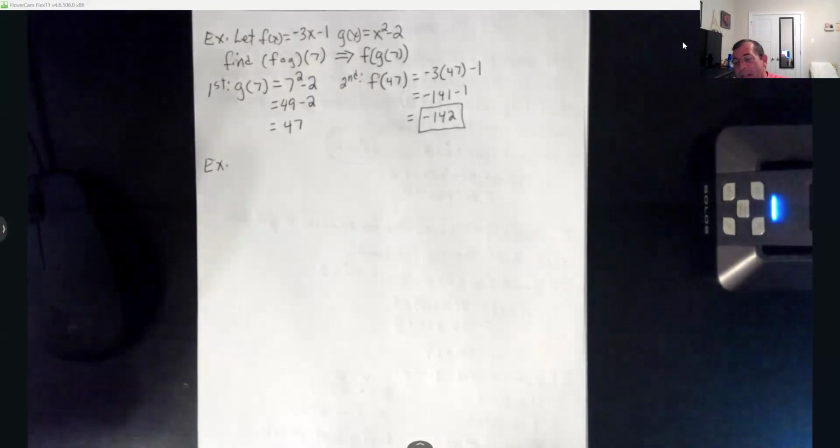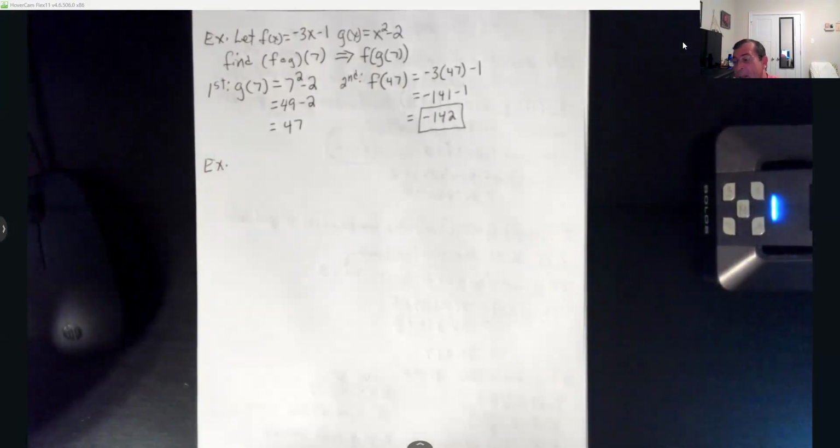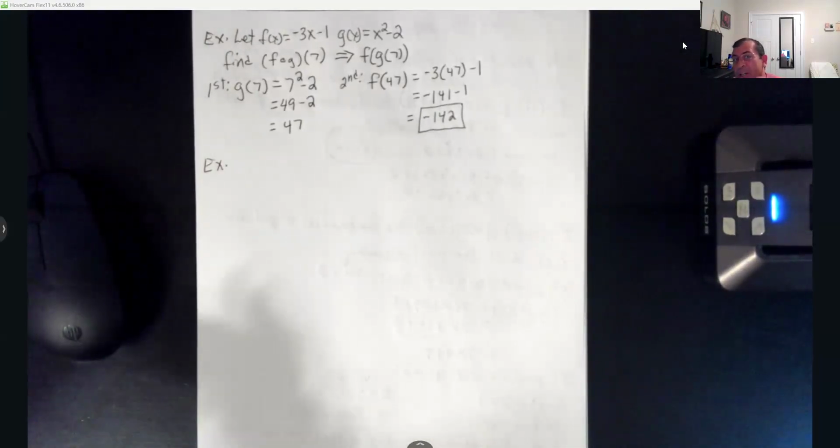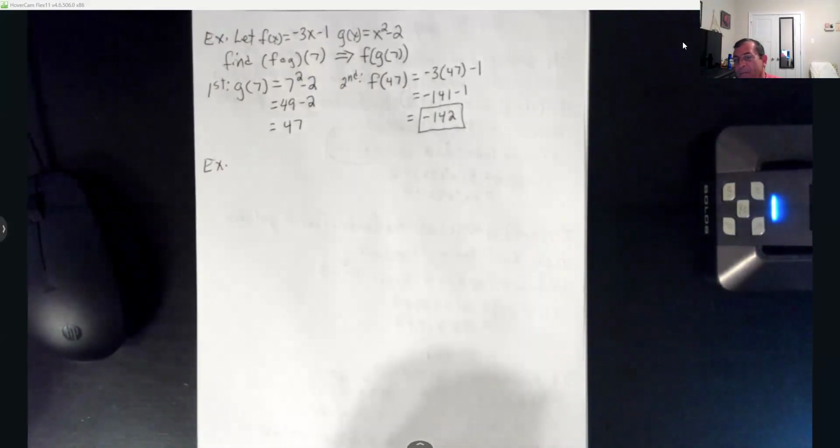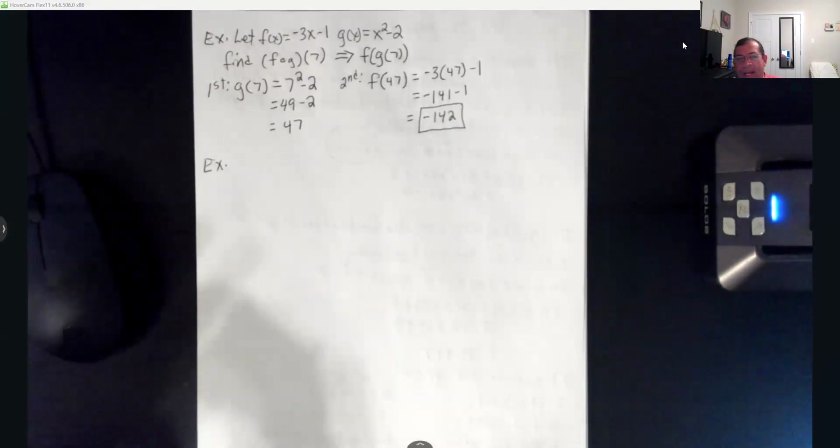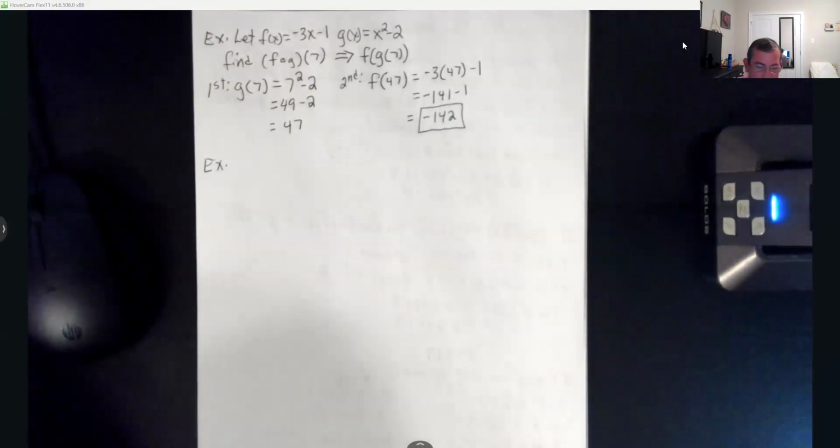So basically, it's not bad, but it's doing what we did yesterday, but we're doing it twice. We're throwing it into one function, getting an answer, and then throwing it into the other, okay?